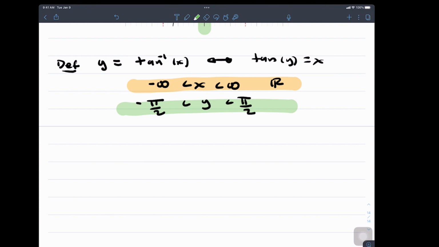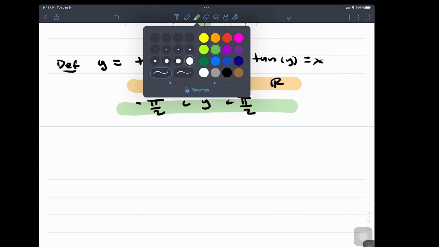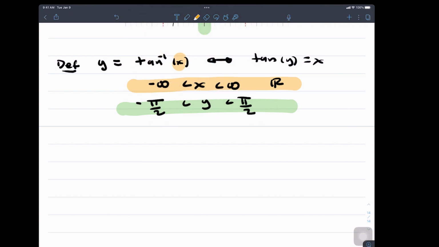You say, Mr. Judge, you got your colors wrong again. No, I don't. Because this is an input. This is an output. We're looking at the Cartesian coordinate version now. So I just switched my domain and range. So you're saying that for the inverse tangent, you can have all real numbers for a domain input? Yeah. Output is going to be between negative pi over 2, positive pi over 2.